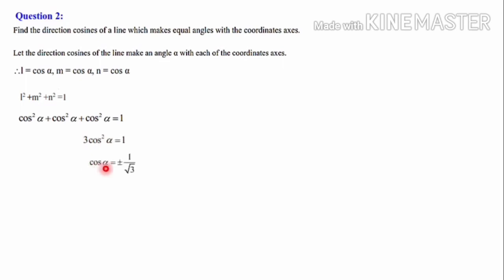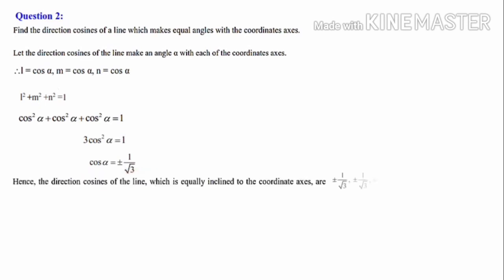Then cos alpha is equal to the square root of 1 by 3, that is square root of 1 is 1, divided by root 3. So cos alpha is equal to plus or minus 1 divided by root 3. Therefore, the direction cosines of the line which is equally inclined to the coordinate axes are plus or minus 1 by root 3, plus or minus 1 by root 3 and plus or minus 1 by root 3.